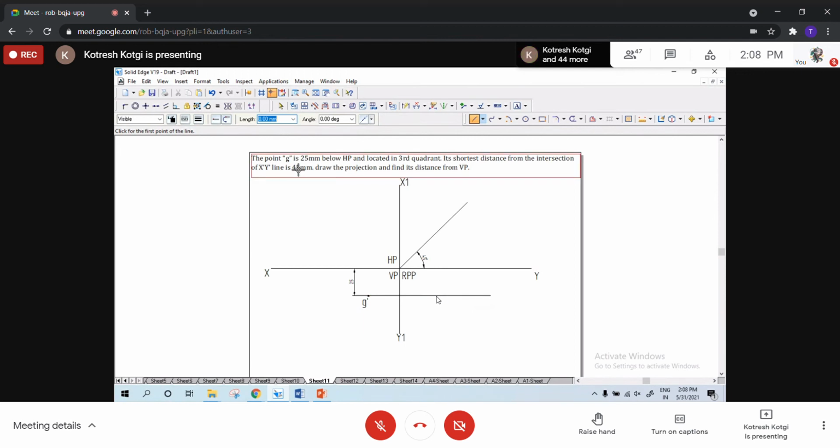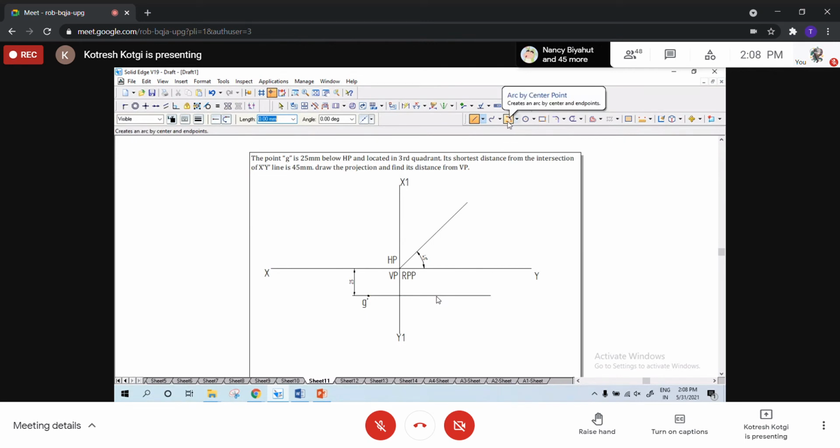What is the shortest distance from the intersection? What is the intersection? This point of intersection of xy and x1y1. From there, it is at a distance of 45 mm. Okay, where will it come? It will come on RPP or what? LPP. RPP, right? Because third quadrant, right side view on RPP.